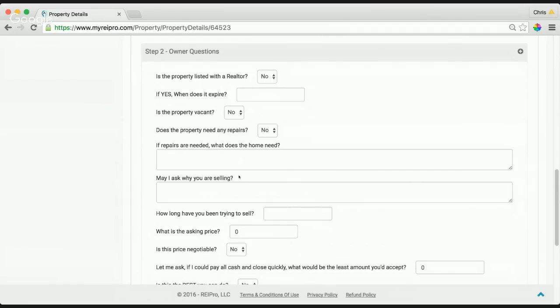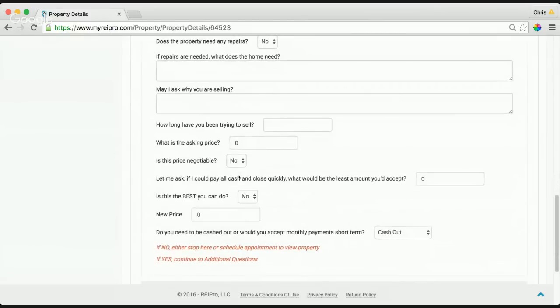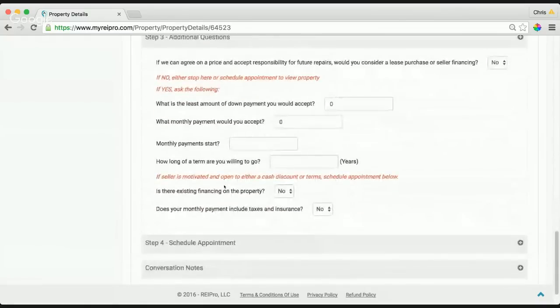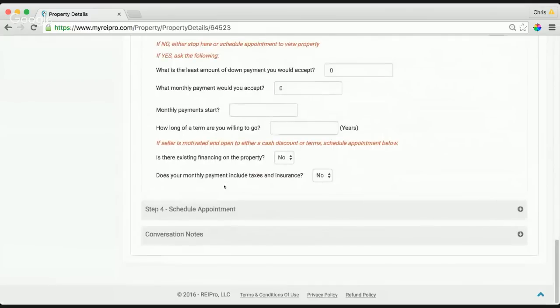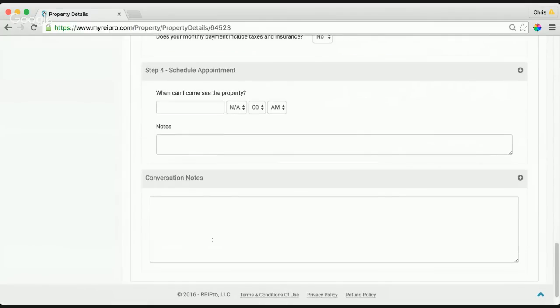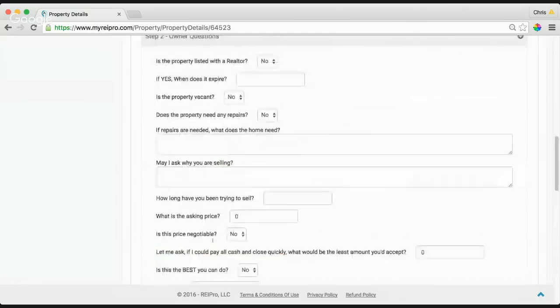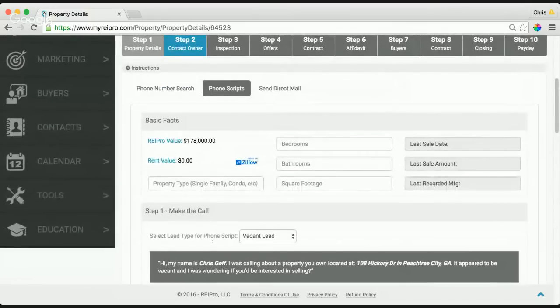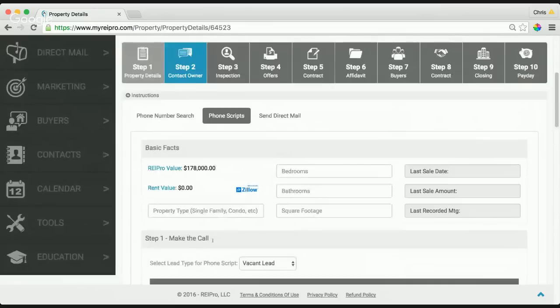I'm tired of renting it out. I've got a job transfer. This is really going to help us identify, is this a deal or not, right here. And then you have more additional questions. It may turn into a lease option. You may think that you're going to do it on wholesaling, but it could turn into a lease option. We have those questions. You can schedule an appointment here for yourself, then kind of conversation notes. So we're going to ask very specific questions to really identify, is this a lead that I need to go look at? Once I do that, I will then move to step 3.